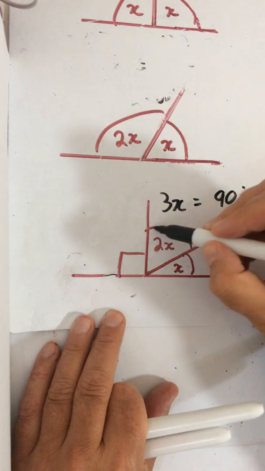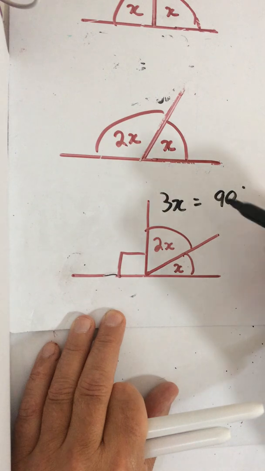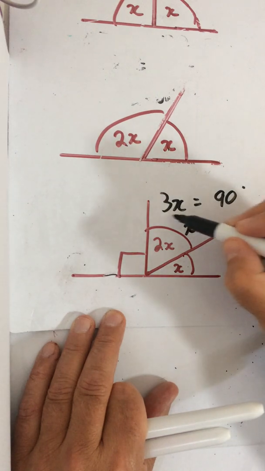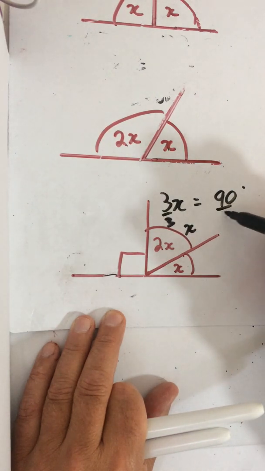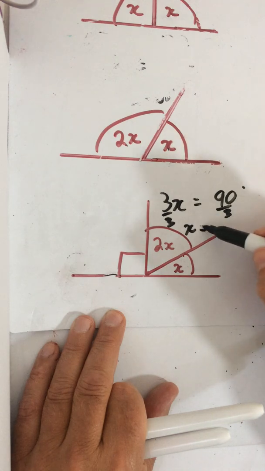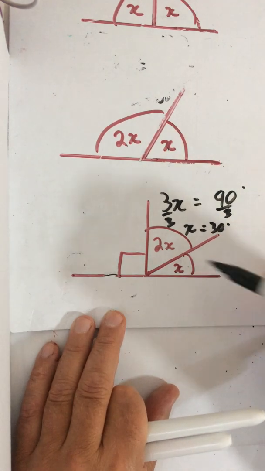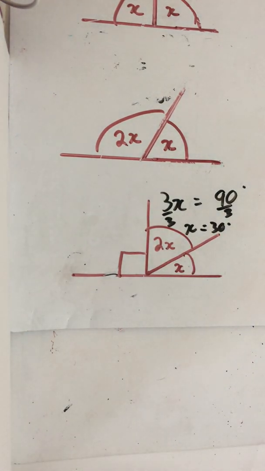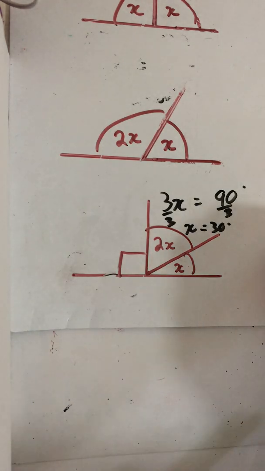This angle here is only 90 degrees they're covering. To find the value of x, we're going to divide by 3, divide by 3. So x equals 30 degrees. Each of those angles is 30 degrees. Okay. Now, could you have a go, please?